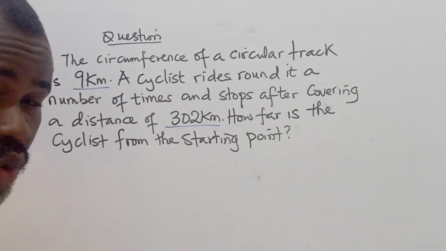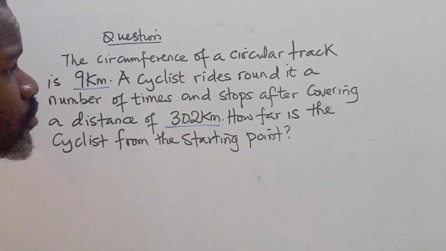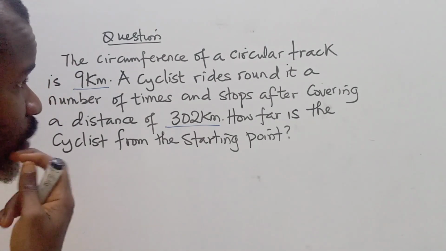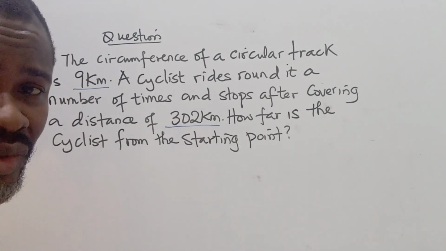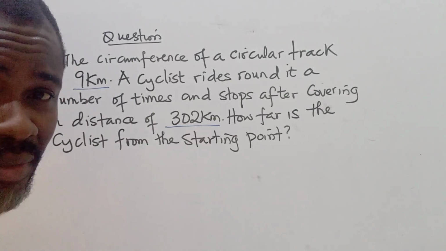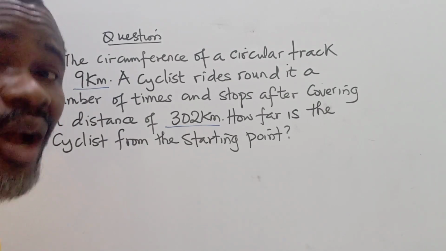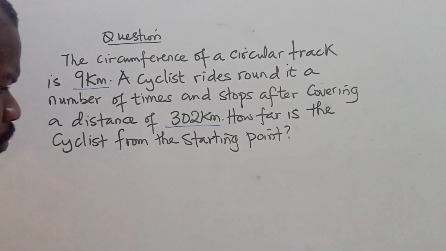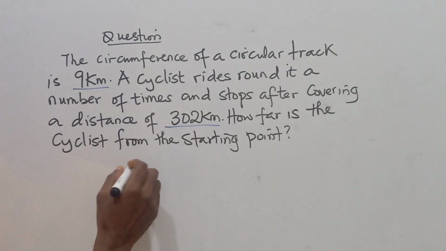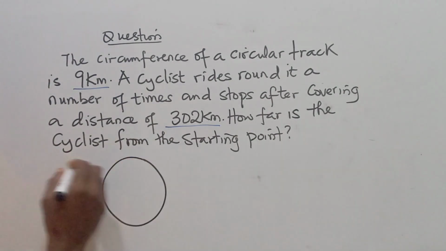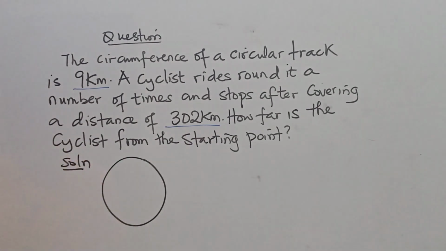So one thing you have to note is, when you come across questions that have to do with cycles, you can also think of modular arithmetic, which we can also call clock arithmetic. So for this problem, let's draw the cycle. Let's say the cyclist has this as the starting point. He has to go round and round and round. So this is the start.